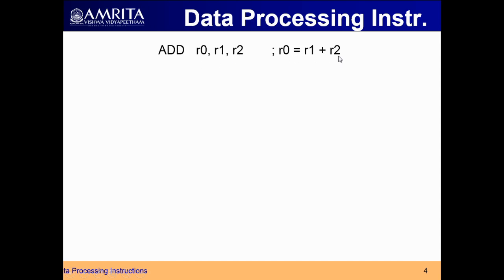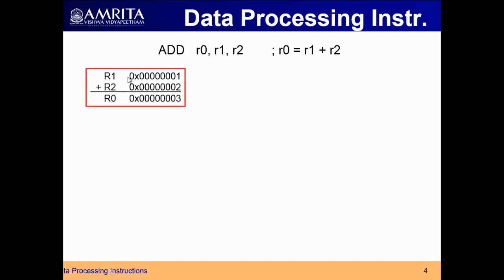So this is the operation done. R0 equal to R1 plus R2. How is it done? Let us take one value. Say R1 is having a data 0x0001. R2 is having another data 0x0022. So this 0x shows that these are hexadecimal values. So in R0 what will be there? R1 and R2 will be added together. Result will be stored in R0. Right? So when you are adding R1 and R2, you will get 3.